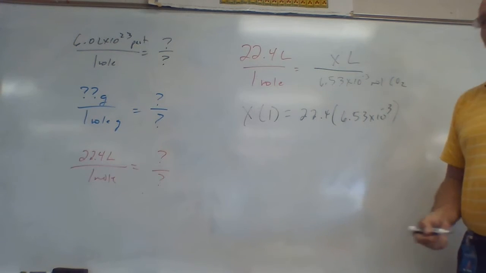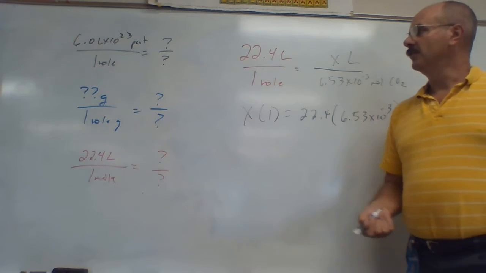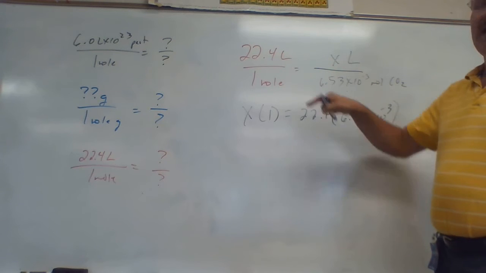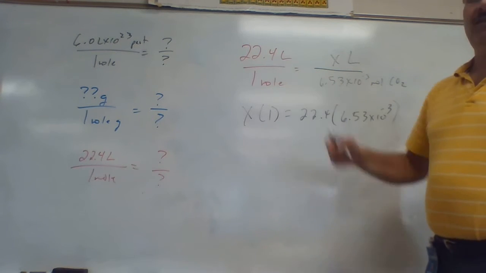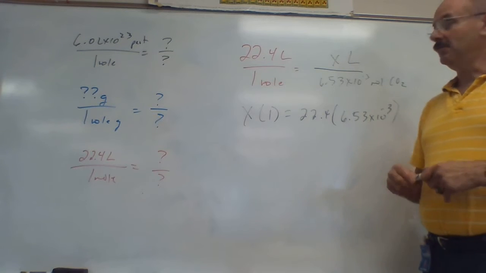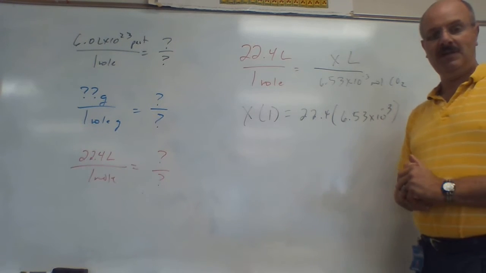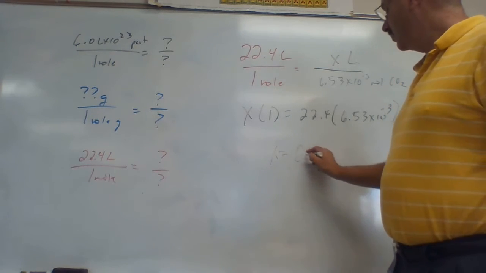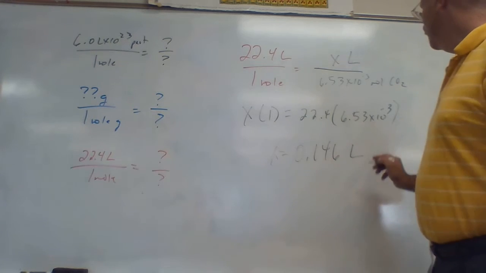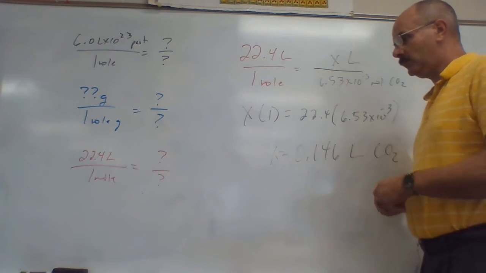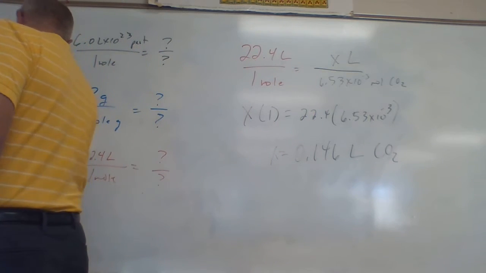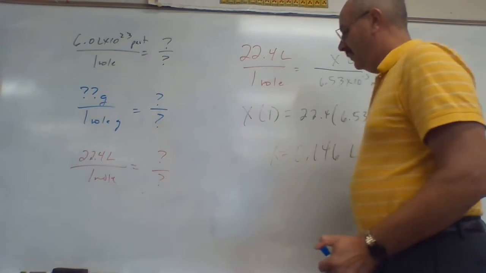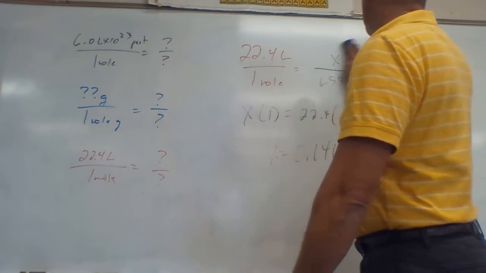Now don't get tricked up on this and think, oh, this is times 10, so it must be that first equation. No, you've got to use the units. Because this is asking for volume, we're going to use the one that has volume in it, which is liters. So if you multiply and solve this, you're going to get X equals 0.146 liters, and that was of carbon dioxide. All right, so that was the first one. Let's go to the second problem.